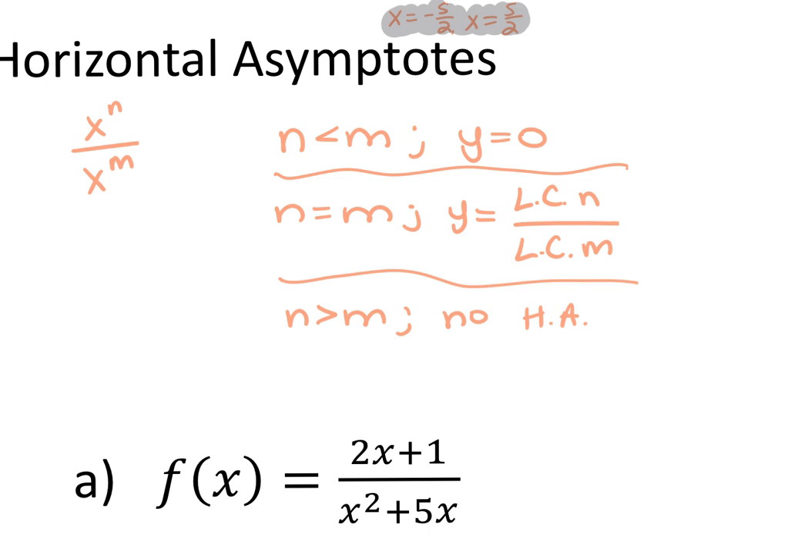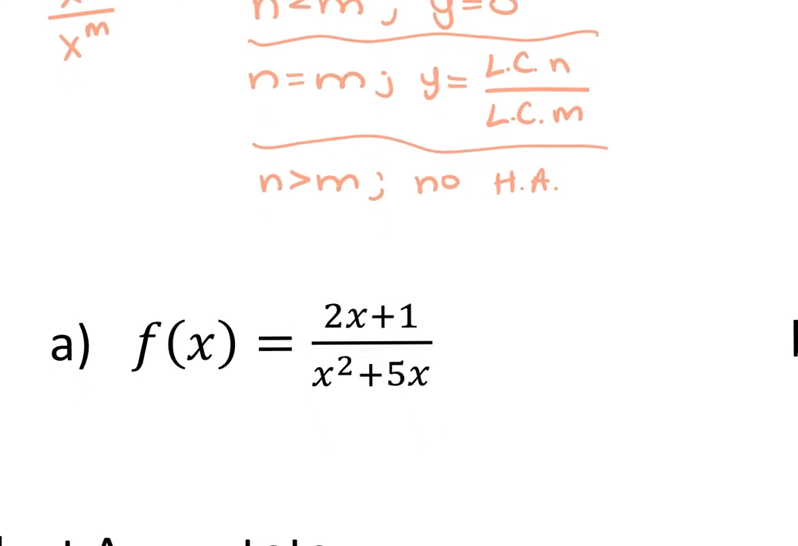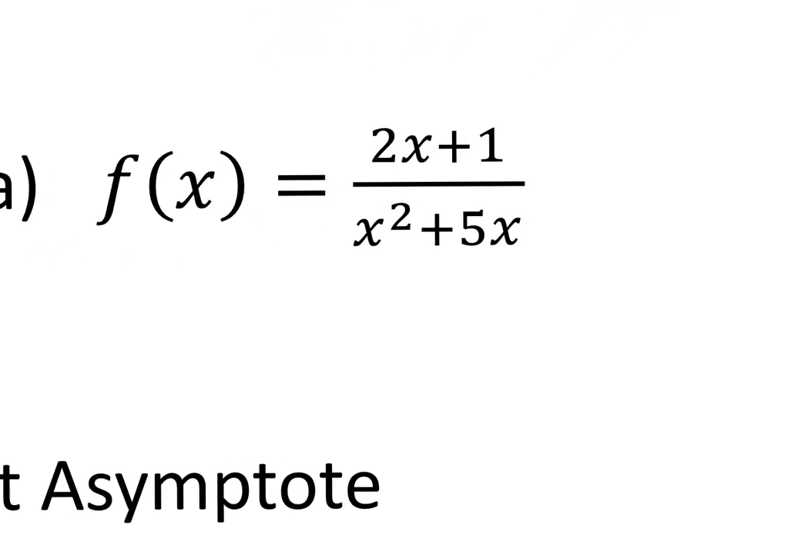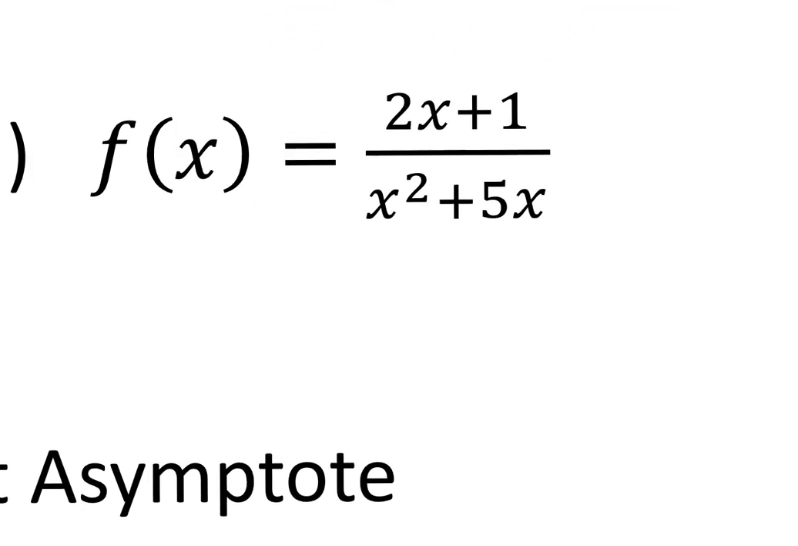So these I'll do all three with you because there's one of each case. If you look at A, what's the highest exponent in the numerator? 1 is the highest exponent in the numerator. What's the highest exponent in the denominator? 2. So what's that relationship? It's less than, which means y equals 0 is your horizontal asymptote.